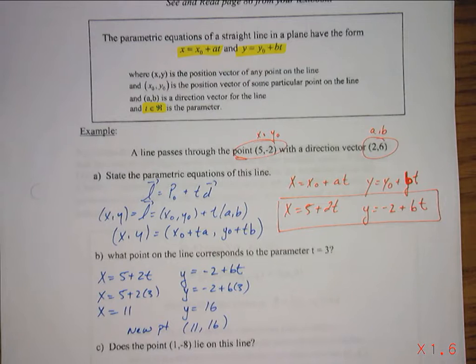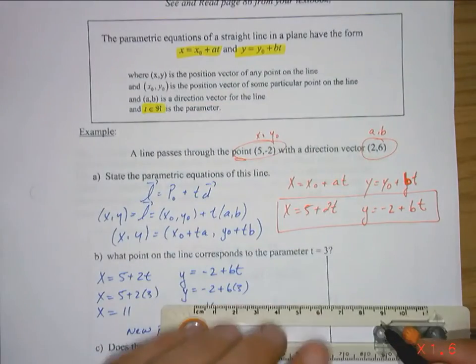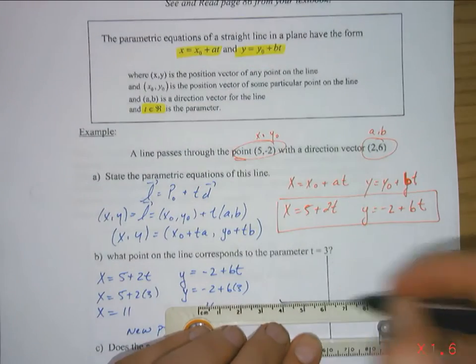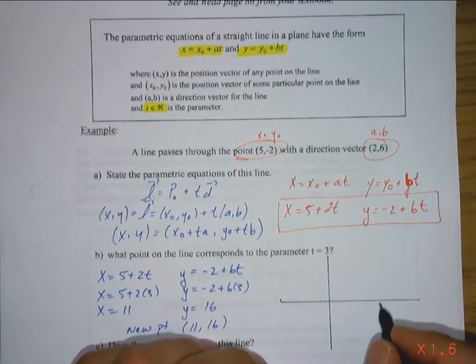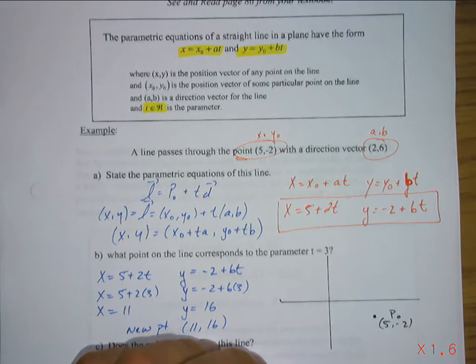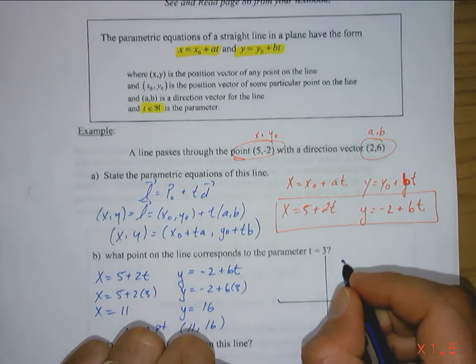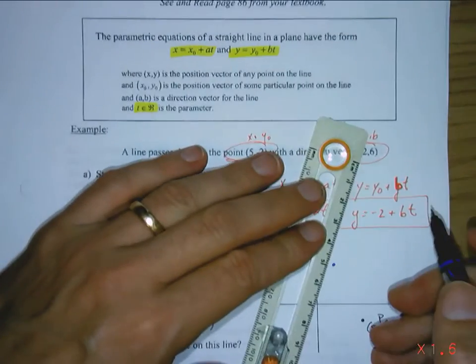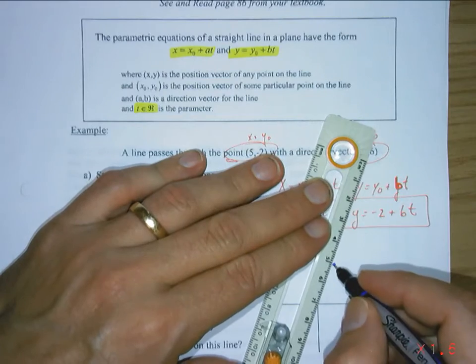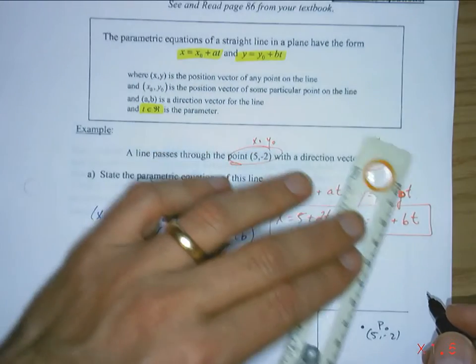Just to give you an idea of what's really going on here, I want to do a quick sketch just to recap what's happening. So you've got a line, and somewhere this line passes through the point 5 comma negative 2. Let's pretend it's here. That's my initial point, and it has a direction vector of 2 comma 6. So we'll pretend that that's there. Notice I'm not using a scale. So there's 2 comma 6. So my line is actually here.